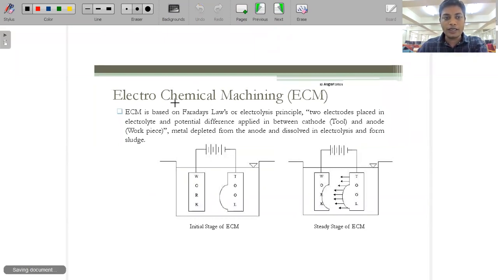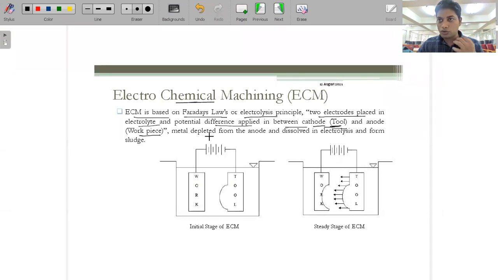First, electrochemical machining is based on Faraday's law, or in other words, the electrolysis principle. The principle is that two electrodes are placed in an electrolyte, and a potential difference is applied between the cathode and the anode. We define the tool as the cathode, so the negative side is connected to the tool, and the positive side is connected to the workpiece.